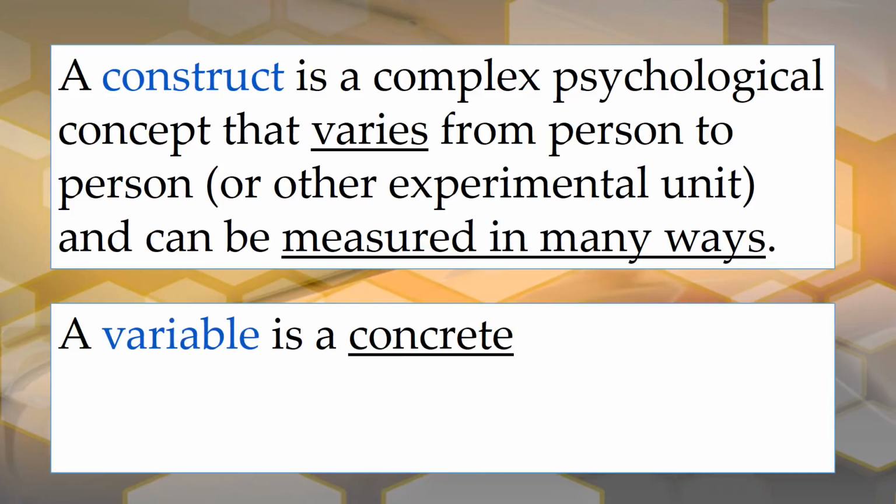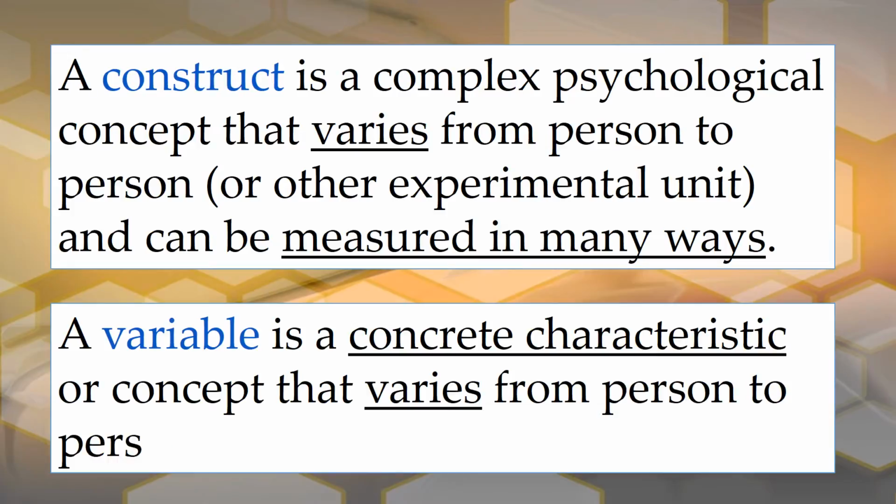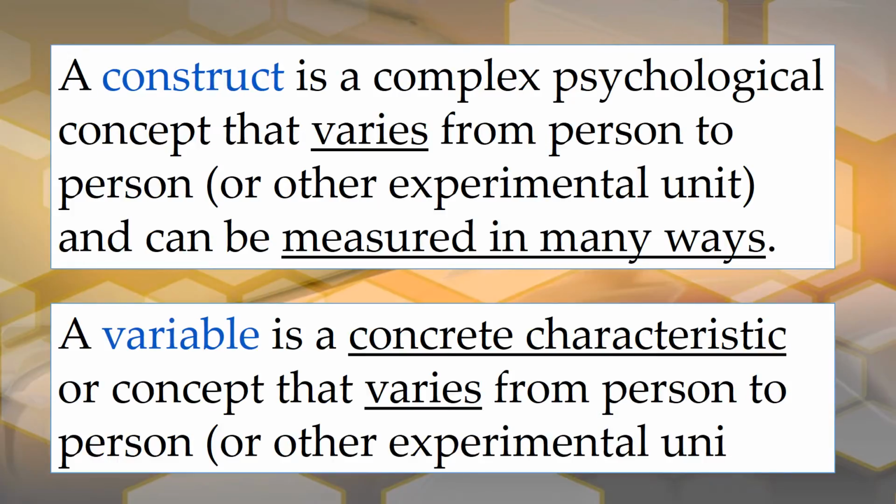On the other hand, a variable is a concrete characteristic or a concept that varies from person to person or other experimental unit. So both a construct and a variable vary from person to person, but a construct is complex and a variable is concrete. A construct can be measured in many ways, and a variable is pretty predefined on which way you'll measure it, or you'll define how you'll measure it.